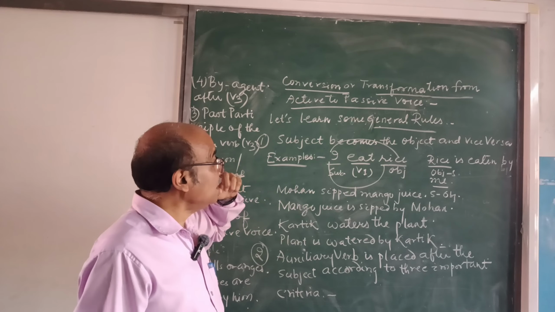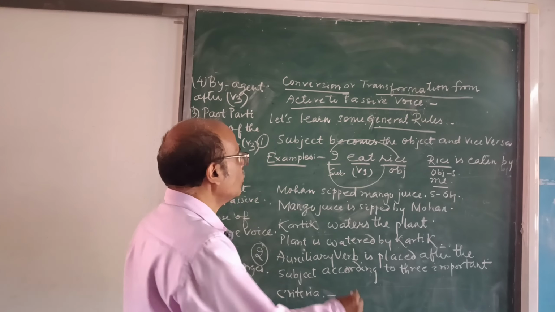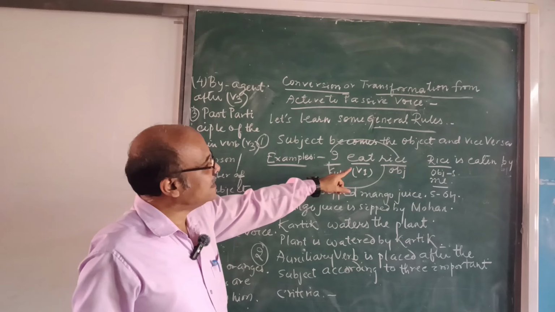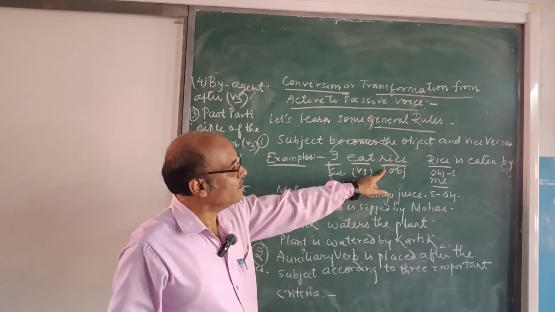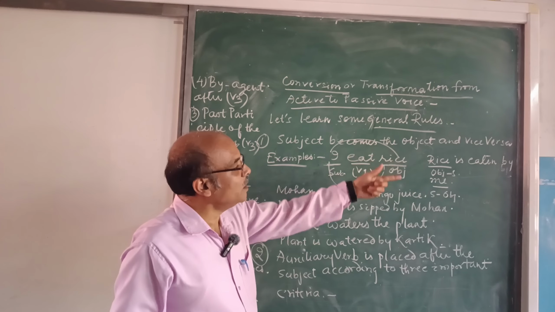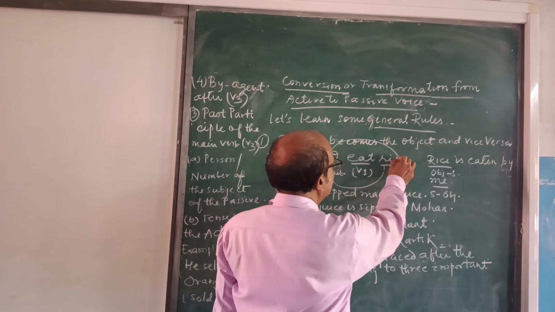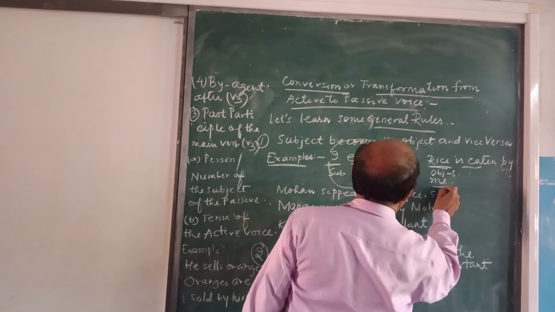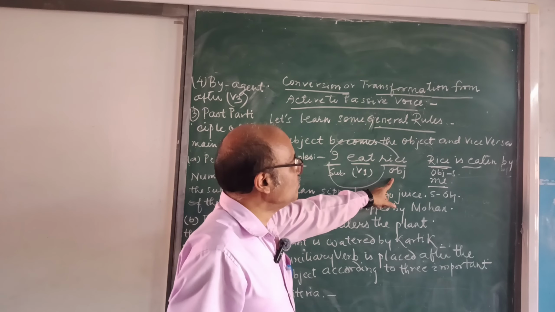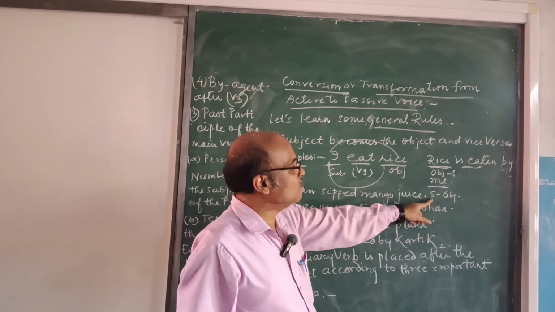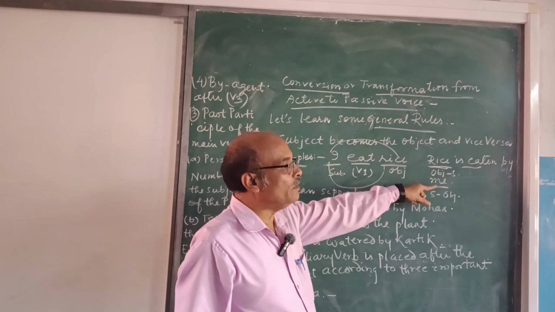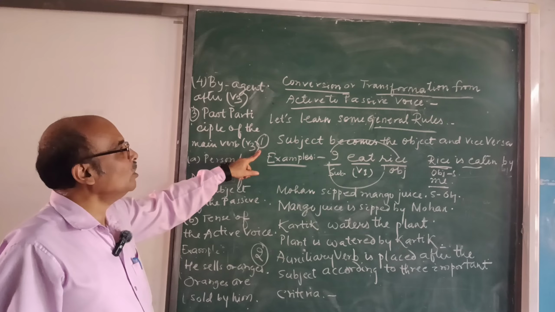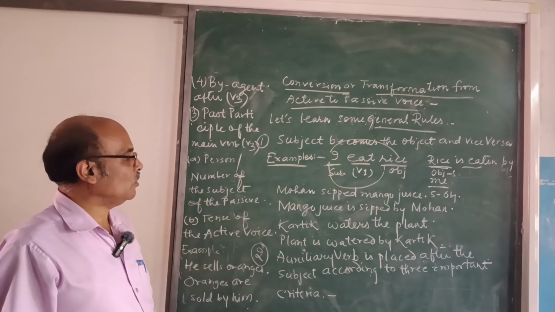Let's see this example. I eat rice. So, this is the active voice. The subject is doing something. He is eating. What is he eating? Rice. But when you turn it into passive, there is a change, conversion: rice is eaten by me. So, here object becomes the subject and subject becomes the object. There is a change in the place of subject and object. That is the first rule of your active to passive voice.